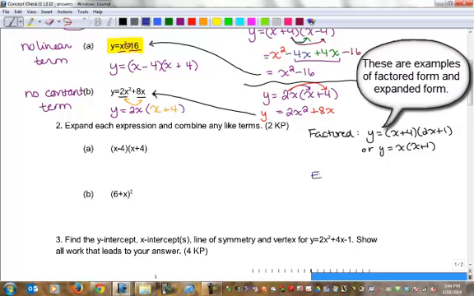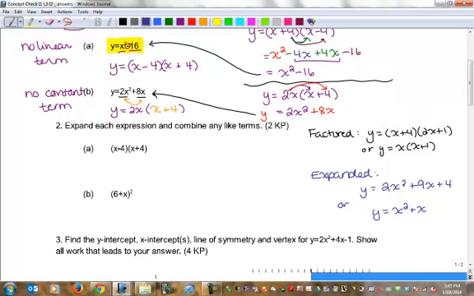Expanded form, on the other hand, is something that is completely multiplied out. So it looks like a sum or difference of terms. So here I would have 2x squared, and then I would have 9x plus 4. That would be expanded form. Or y equals x squared plus x. Notice it's a sum or difference of terms.